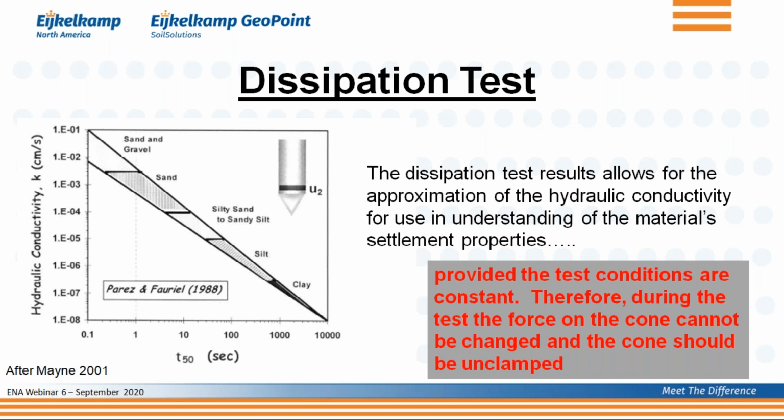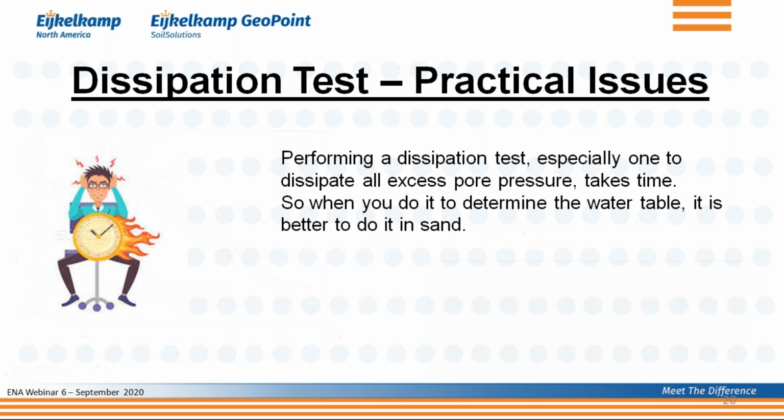Now, when you do this test, you cannot change the test conditions. And that means that before we start the test, we make sure that we unclamp the cone and the rods so that we let the cone just sit in the soil. We're not pushing it farther down or keeping it under stress. We just let it sit there, and that way we can do the test. So that's kind of what the dissipation test is all about. Now, relatively straightforward. Now you just sit there and wait.